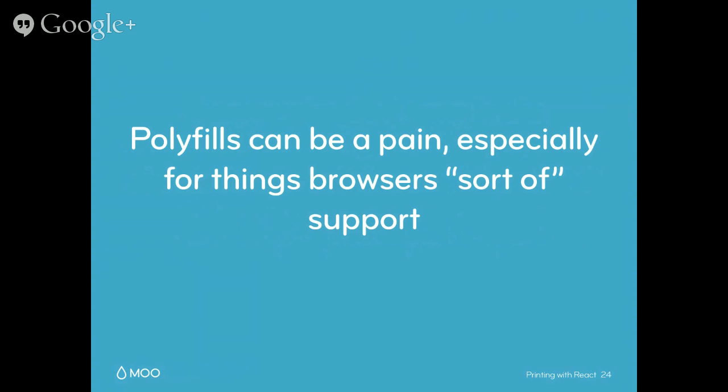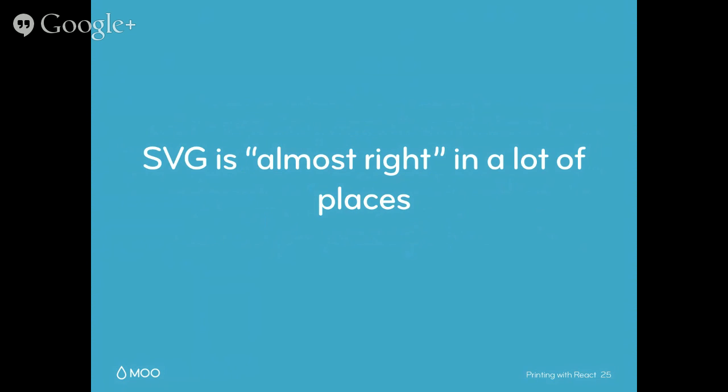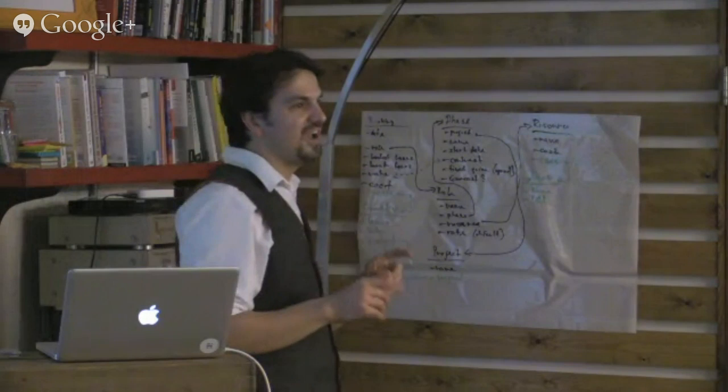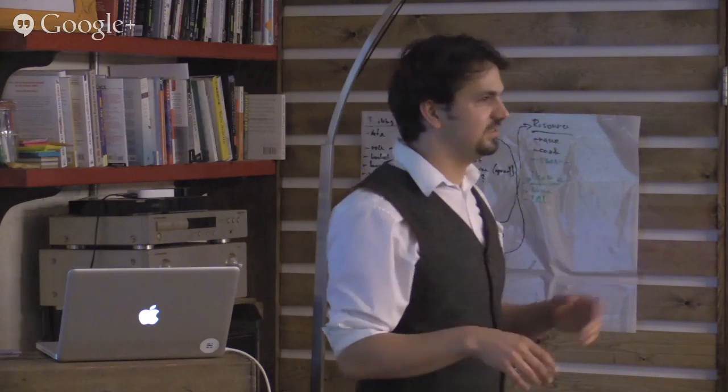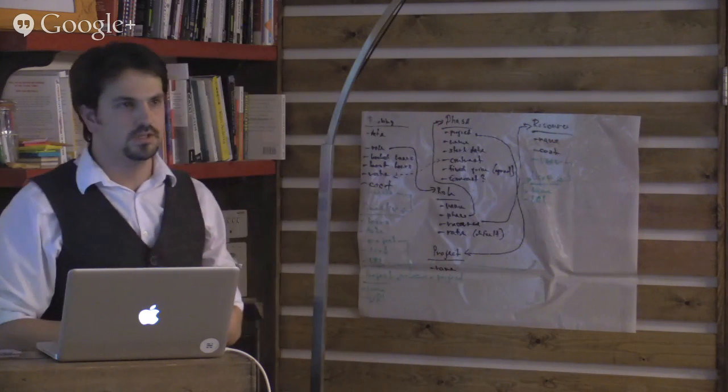Because we're being quite aggressive about what we're drawing, how we're drawing, and how much we're doing on the client side, polyfills are still a pain in the posterior. Particularly if you're trying to do something more complicated. And you end up with all of that stuff. This is not React specific in any way, but it's still there. It doesn't magically go away. For us, SVG is almost right in very different ways in lots of places. So that's been a real pain for us.